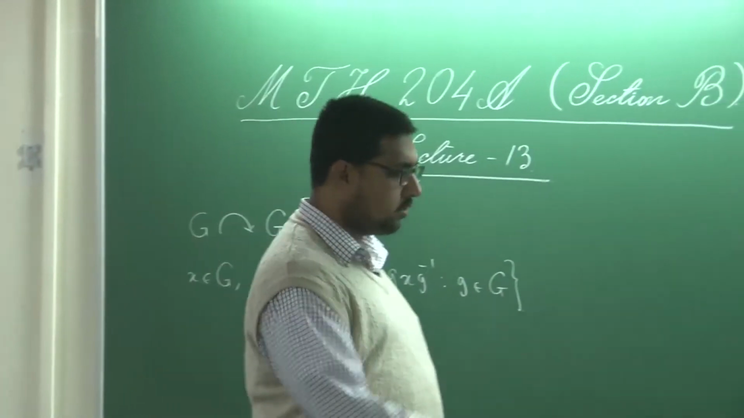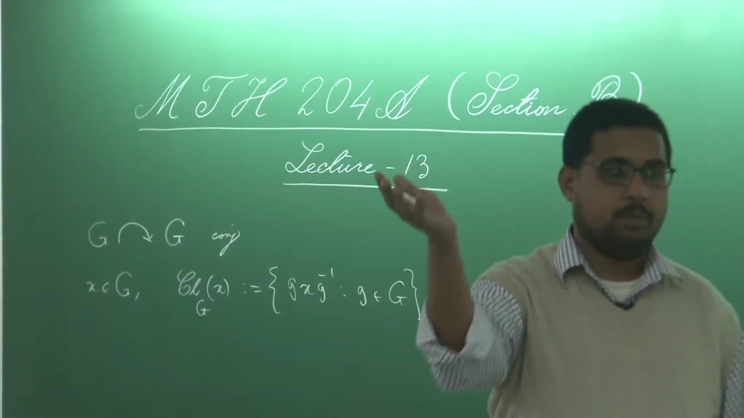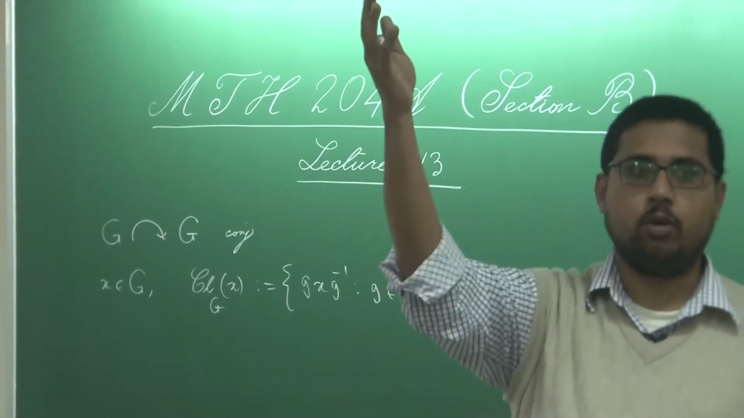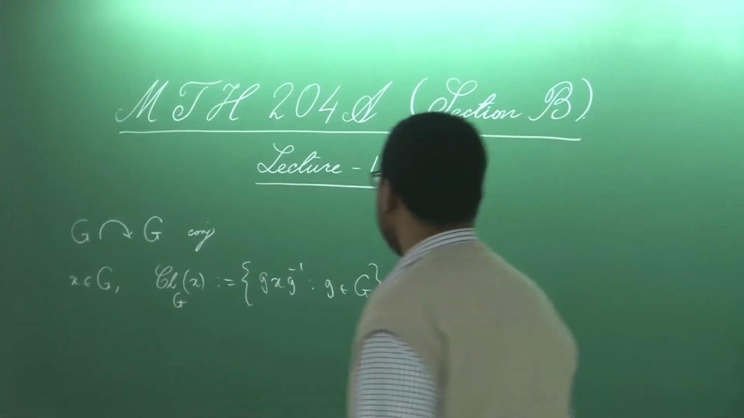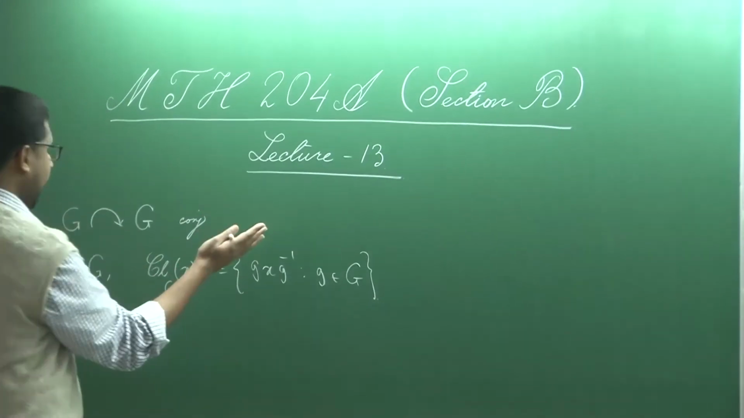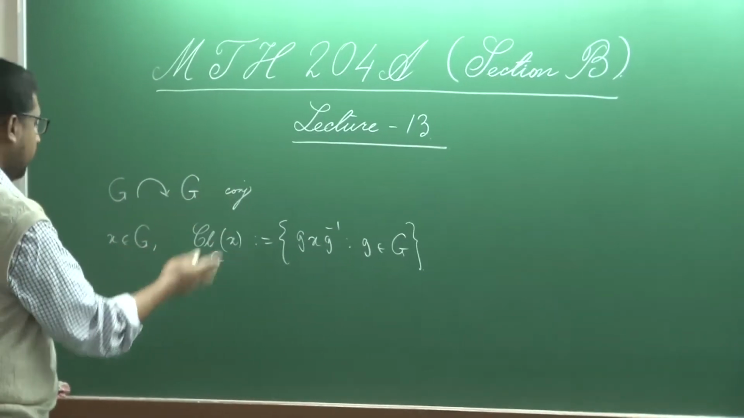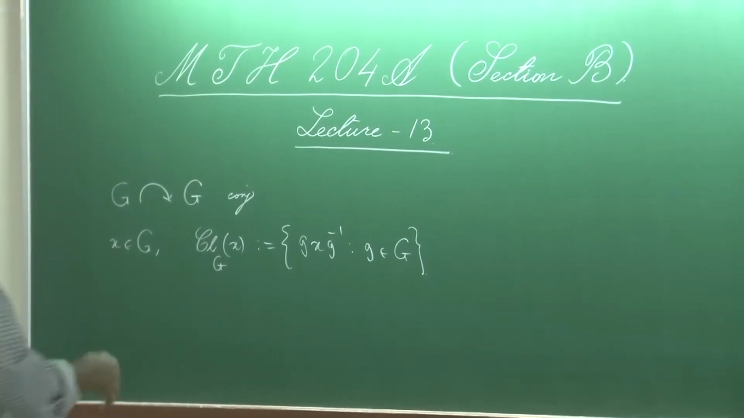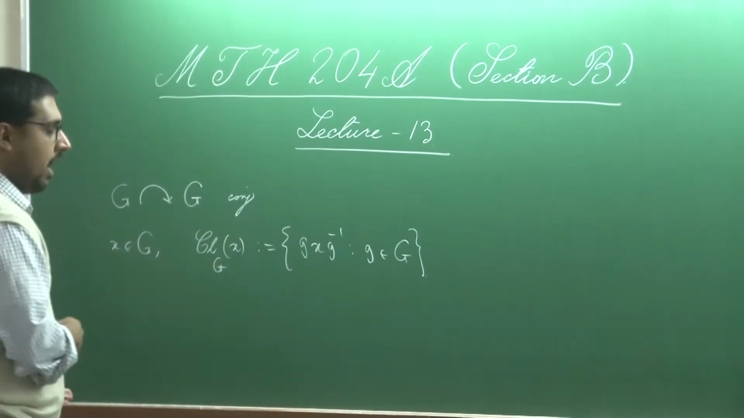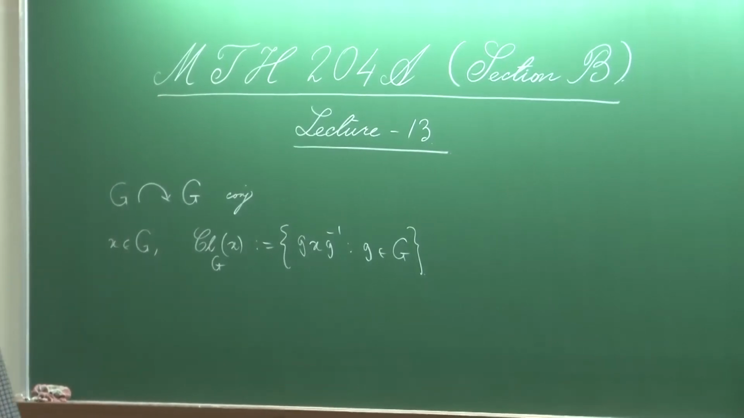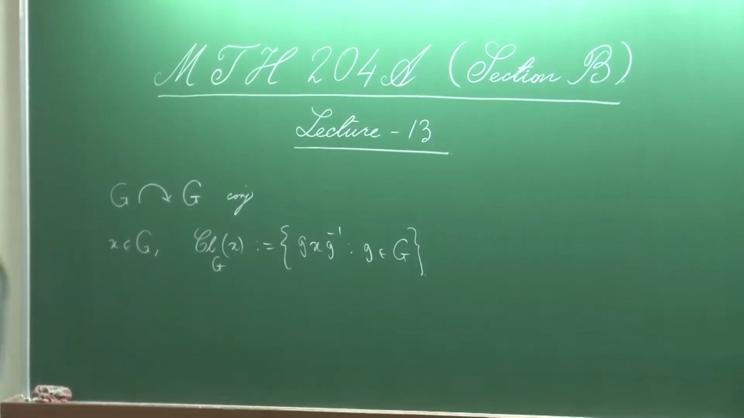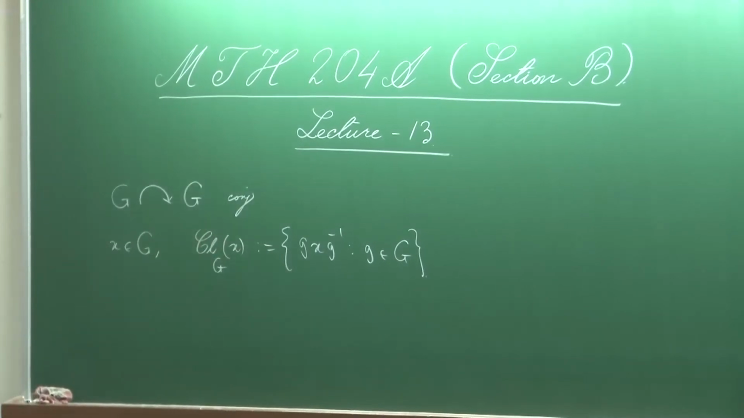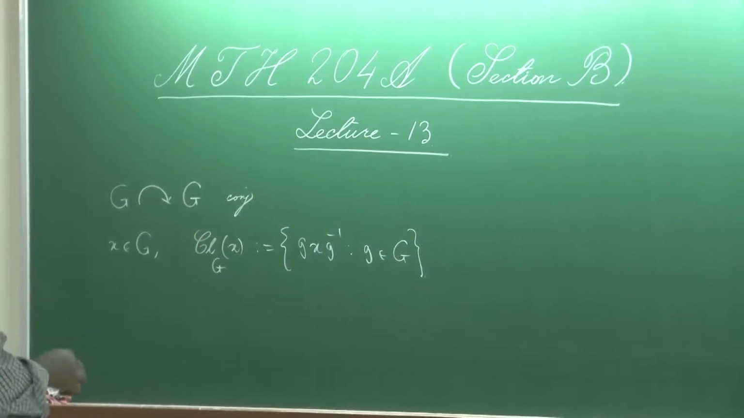Recall that in the last lecture we were considering the orbits and stabilizers of the action of a group on itself by conjugation. So, let G be a group acting on itself by conjugation, then for any x, its orbit is called the conjugacy class of that element x. So, in this lecture we first see the conjugacy classes and stabilizers in concrete groups like the symmetric group, alternating group and dihedral group.